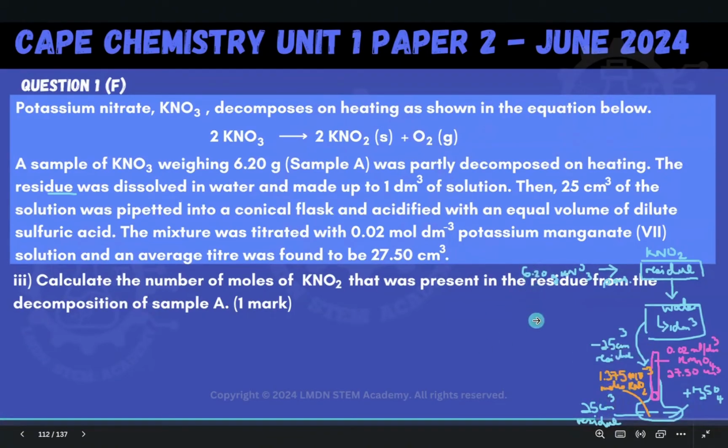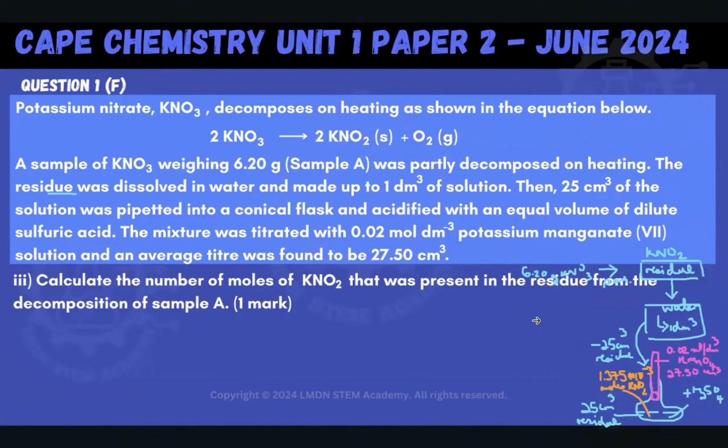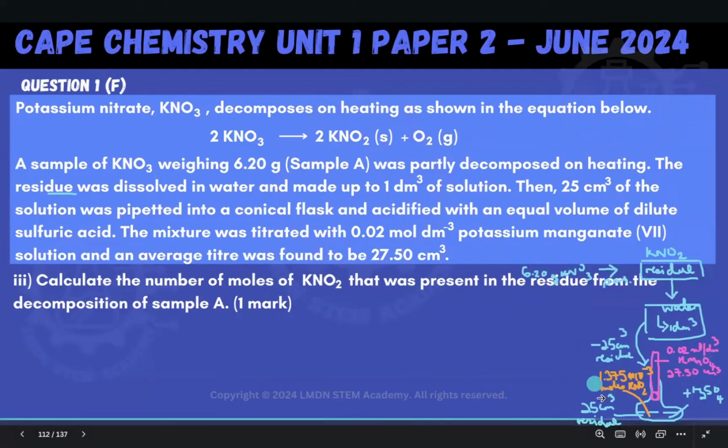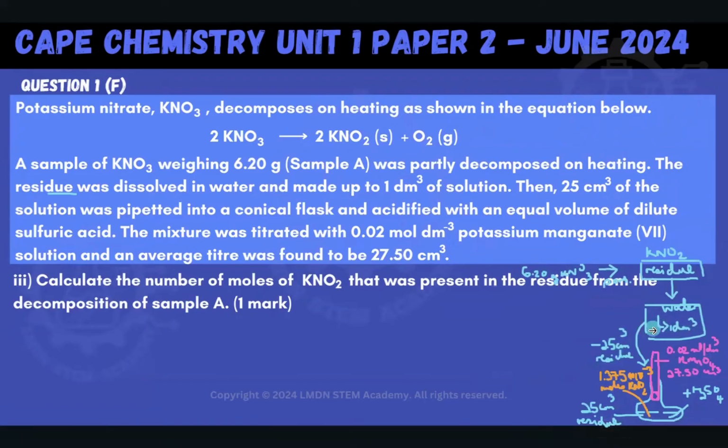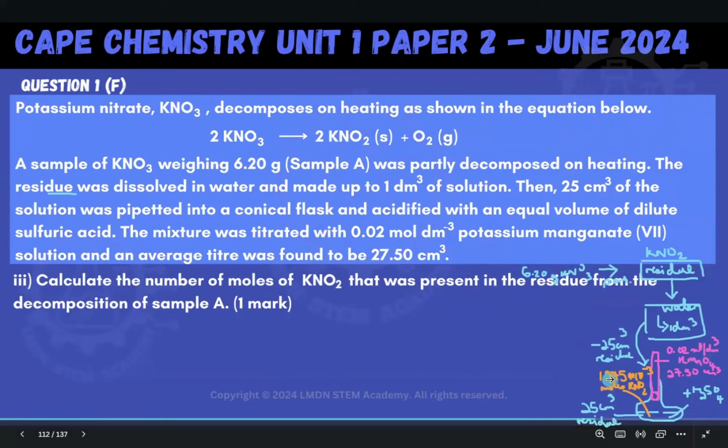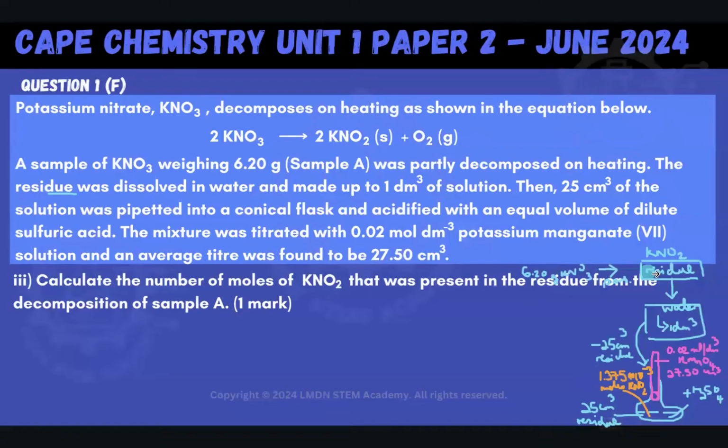This orange number, 1.375 times 10 to the minus 3, was how many moles were in the 25 cm cube of residue that was in that conical flask. Remember, we're coming from a 1 dm cube, or 1,000 cm cube, total residue volume, and we took out 25. So the orange number, 1.375 times 10 to the minus 3, represented how many moles were in 25 cm cube.